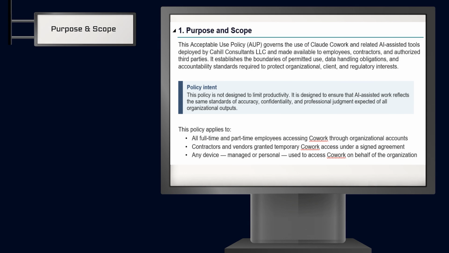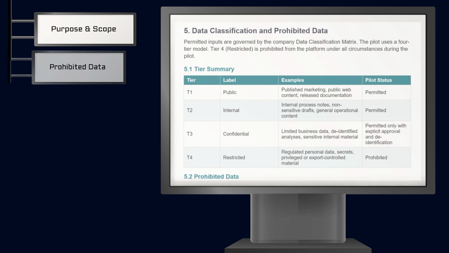A workable pilot phase AUP has 6 required components. First, the purpose and scope. The AUP states the pilot it applies to, references the pilot charter by date, and clarifies that it supplements but does not replace the organization's general AI acceptable use policy, general information security policy, and code of conduct. Second, the prohibited data section.